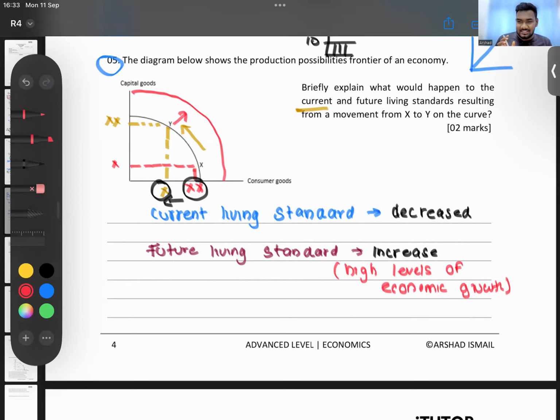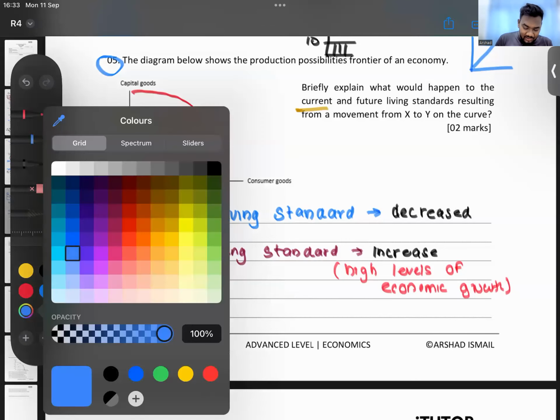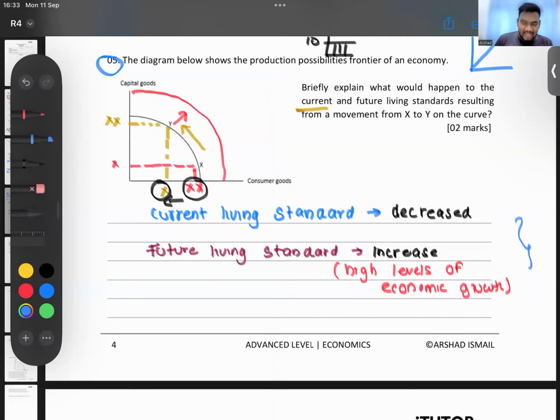Is that clear, guys? So your answer has to be in a nice small paragraph format, but these main points that I have included should be there. I will give you all the answers typed. Don't worry. Is that clear? Fine.